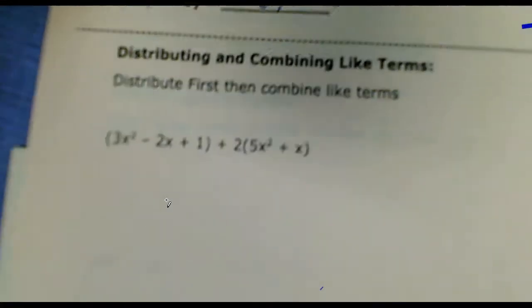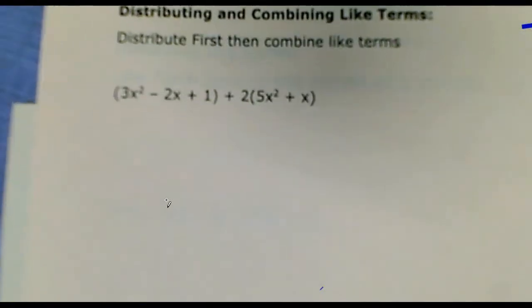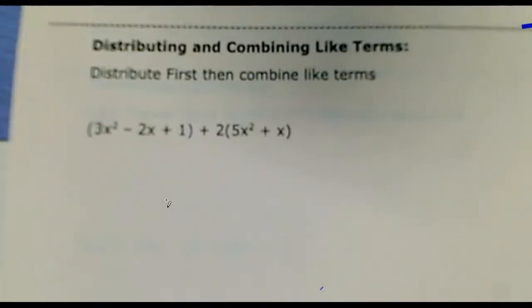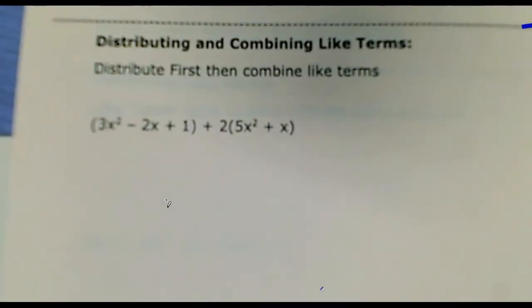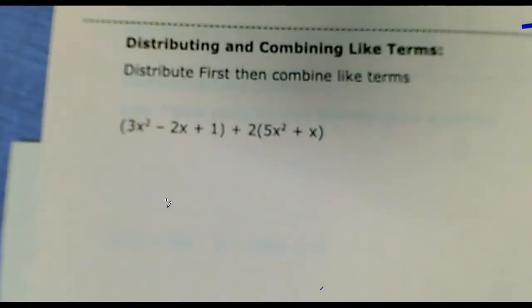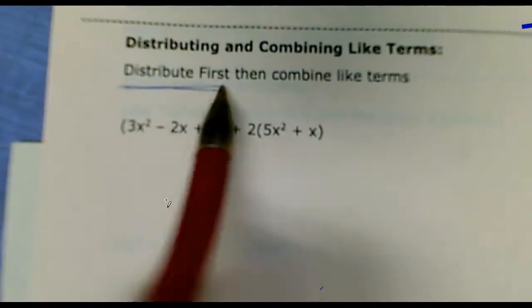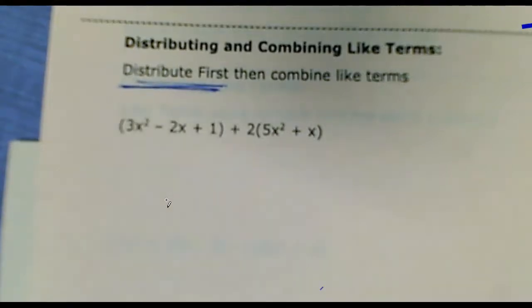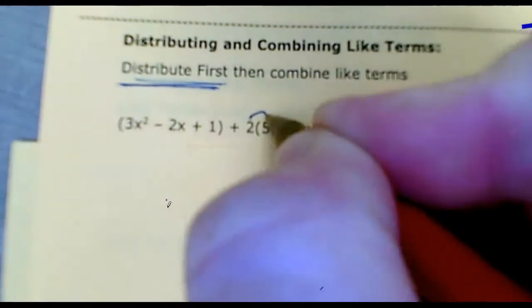Now, what if you have distributive property and combining like terms all in the same problem? What do you do first? Combining is adding. Distributing is multiplying. Do we remember from our order of operations which comes first? Adding or multiplying? So first, we distribute.